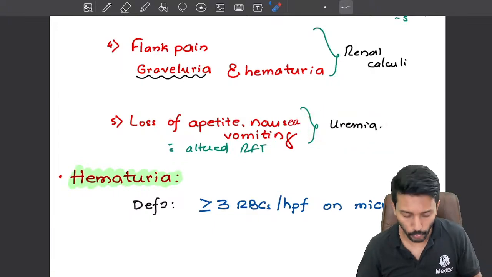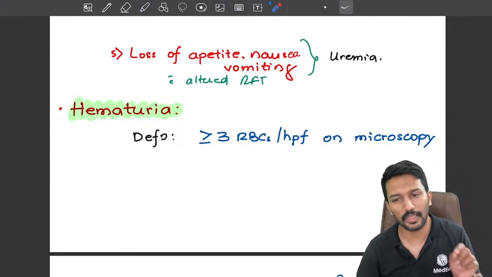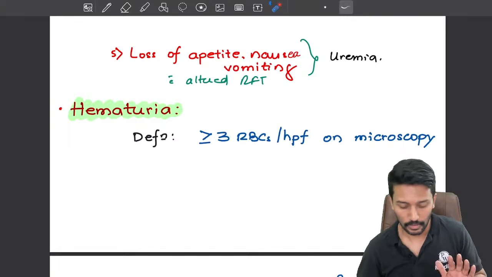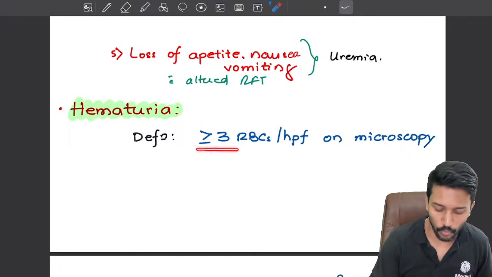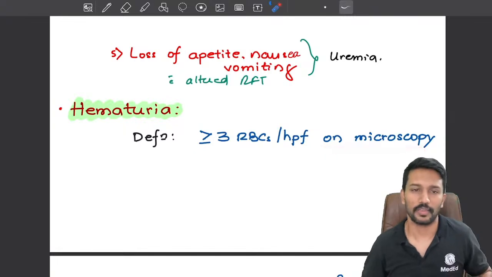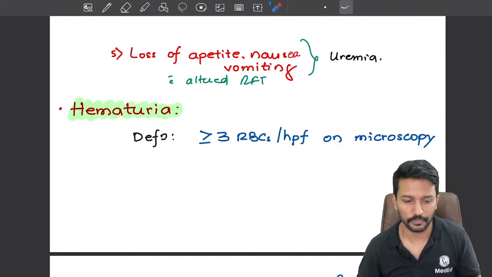Okay. Now, a few more points that we need to know about hematuria. When do you say that there is hematuria? Because sometimes occasionally 1 or 2 RBCs may be seen in your urine report, right? So we will call it hematuria when there are more than or equal to 3 RBCs per high power field on microscopy. Then only we call it hematuria. If there is 1 RBC per high power field, it's not hematuria.